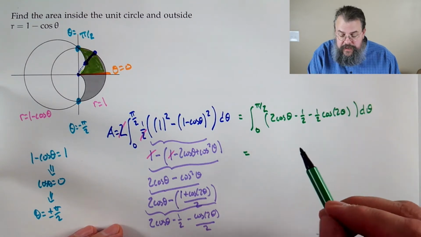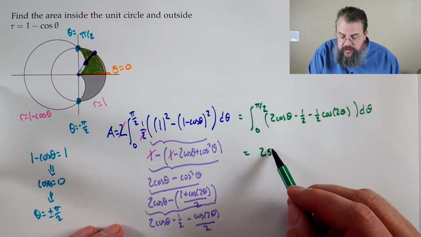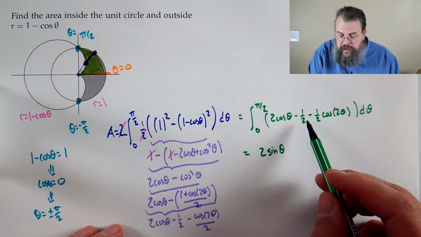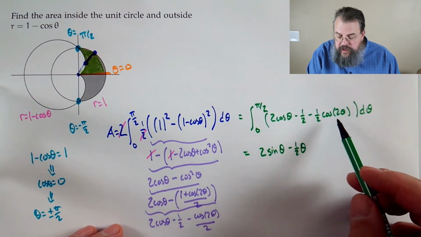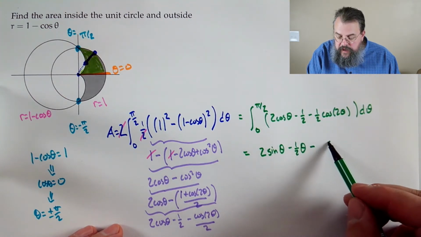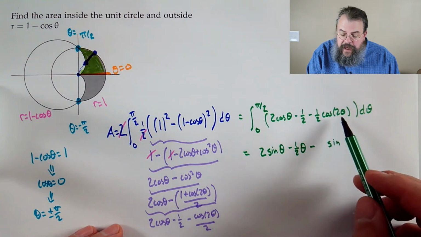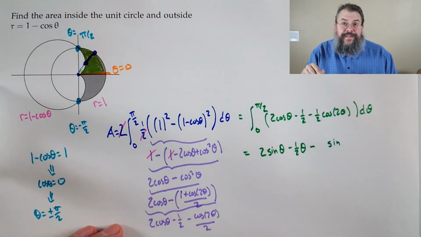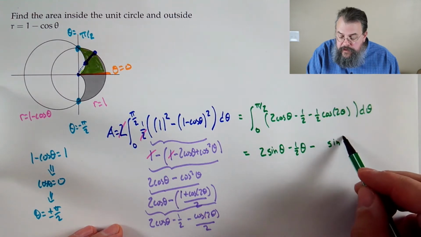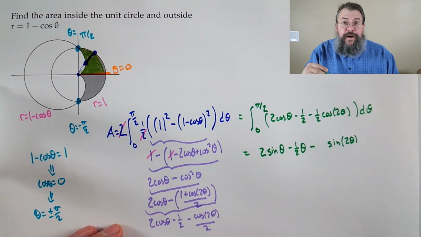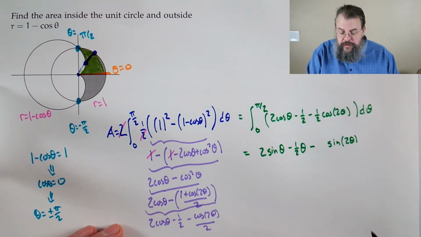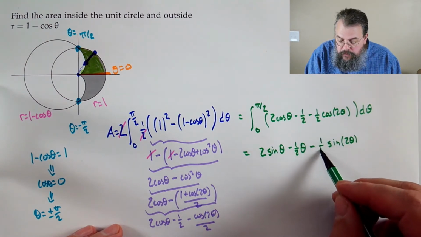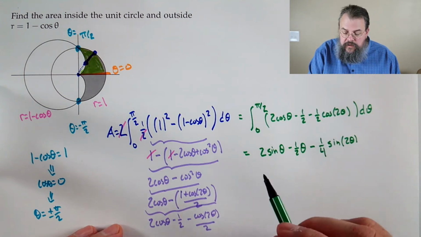Integral of cosine would be sine, so 2 sine theta, then minus a half, well, that's minus a half theta. Here, minus a half cosine 2 theta. The integral of cosine is sine, still hasn't changed. But we have to account for that 2 on the inside. The way we account for the 2 on the inside is we would divide by 2. Well, we already have a half, so if we divide by 2, that'll get us to a fourth. So 1/4 sine of 2 theta.